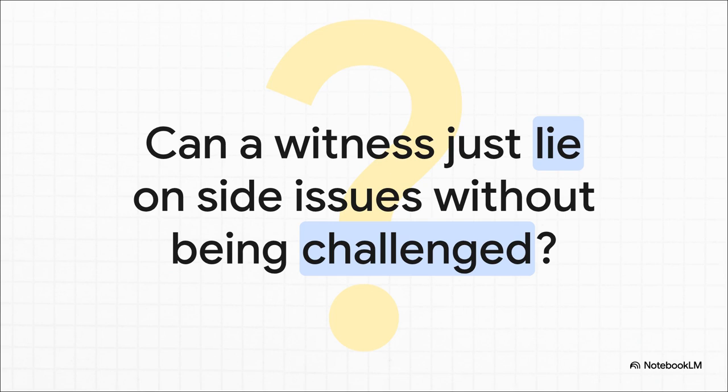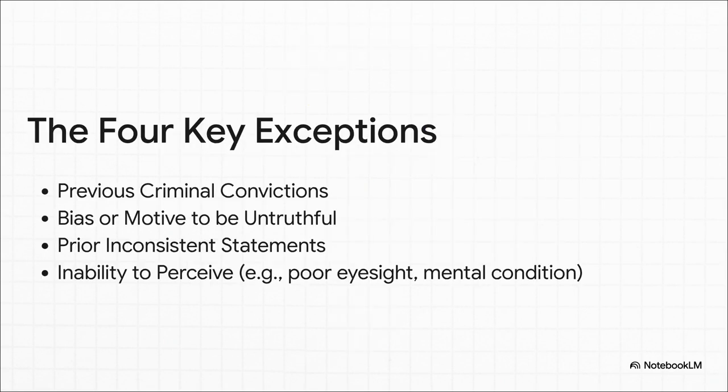And this is probably the question that's been nagging you, right? So wait a minute, does this mean a witness can just lie about all these side issues and get away with it scot-free? Well, not if that lie happens to fall into one of several really important categories. And these are the big ones. These are the four key exceptions where the finality rule just gets tossed aside.